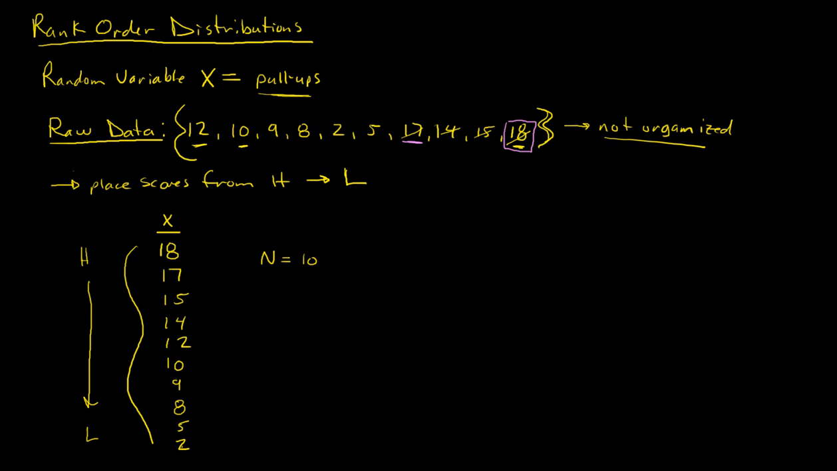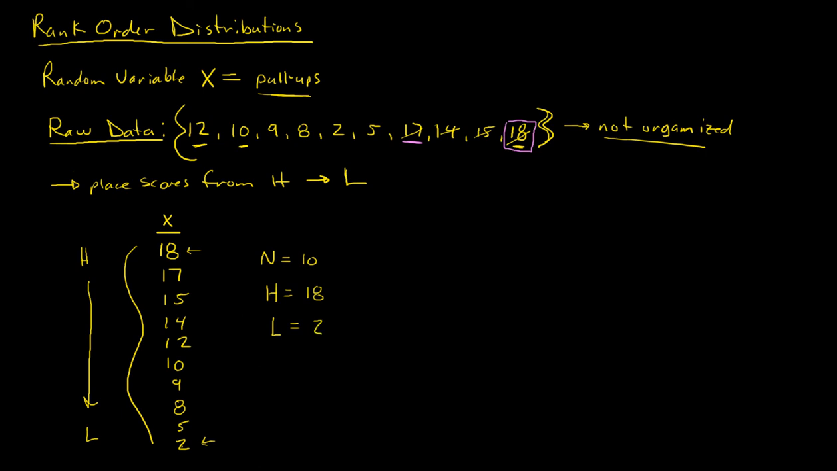And then we can look at this and easily ascertain from this rank order distribution, not having to sit here and make these odd comparisons in this list. When you're starting with the highest, the rank order distribution allows us to immediately go right here and say, what is the highest value? Well, the highest pull-up value was 18. Well, what is the lowest? The lowest one right here at the bottom of the list was 2.